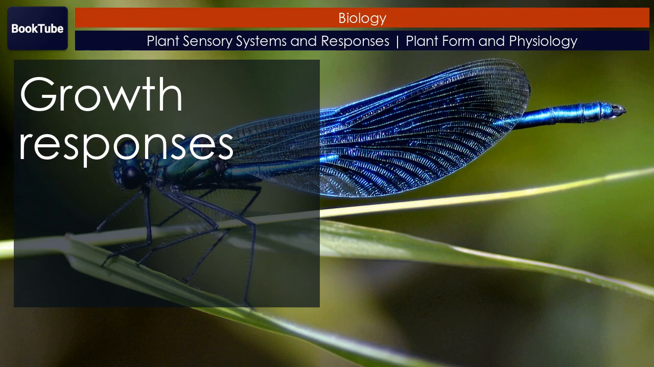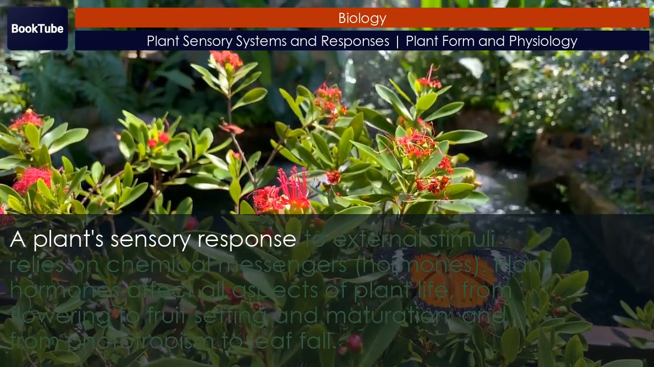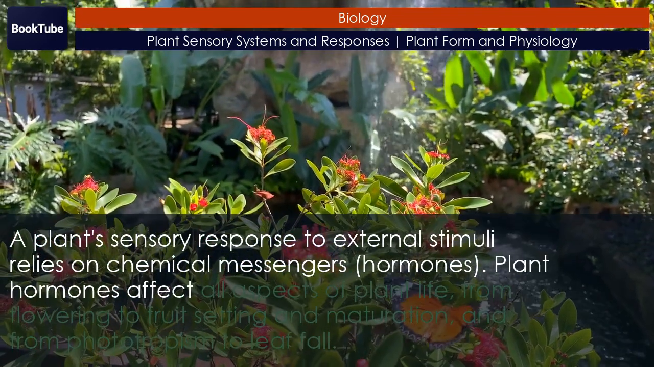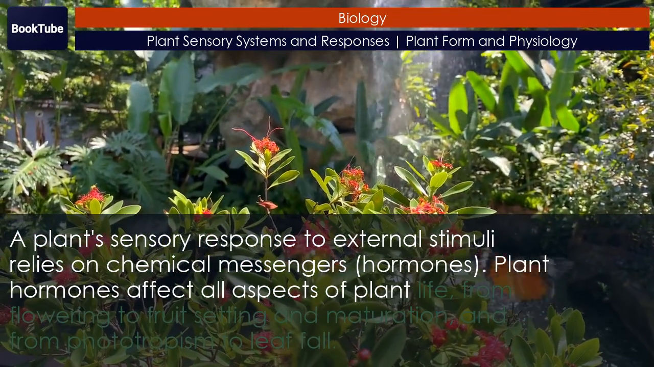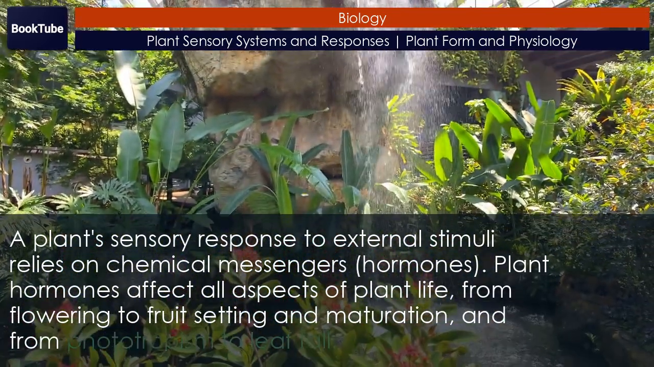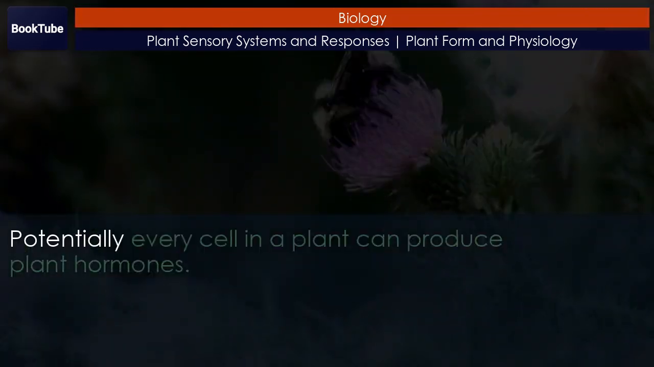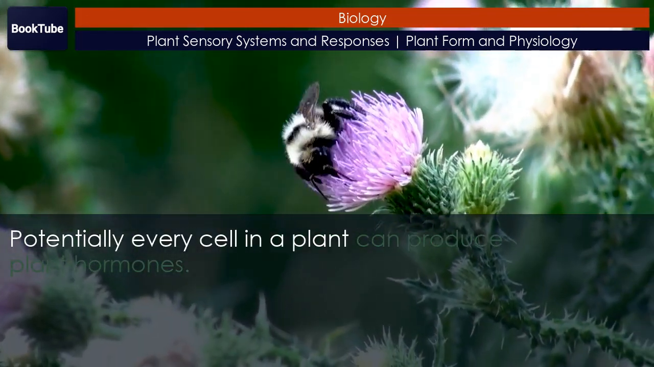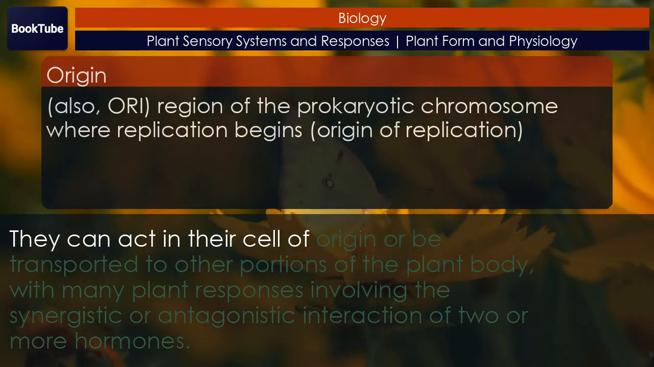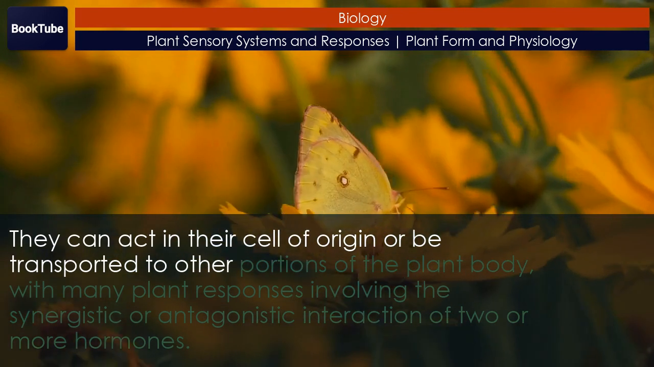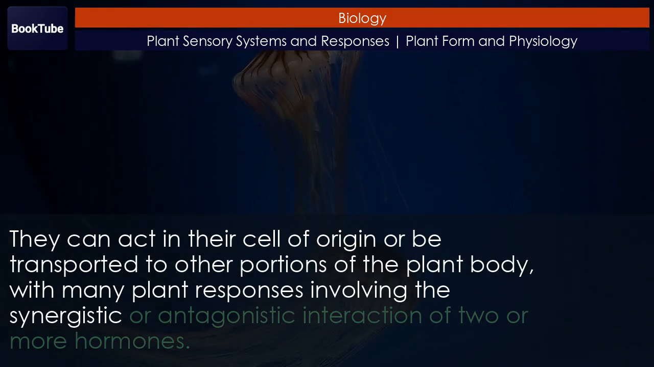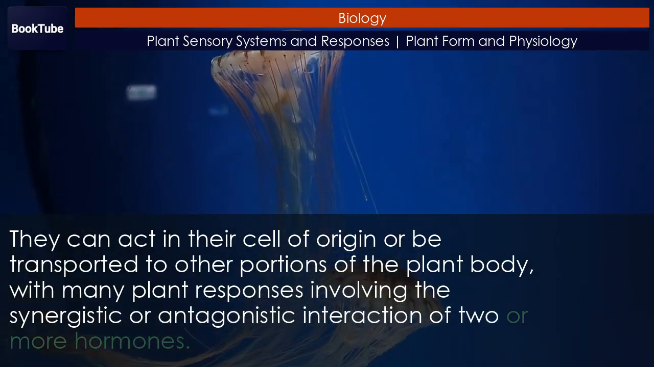Growth responses. A plant's sensory response to external stimuli relies on chemical messengers: hormones. Plant hormones affect all aspects of plant life, from flowering to fruit setting and maturation, and from phototropism to leaf fall. Potentially every cell in a plant can produce plant hormones. They can act in their cell of origin or be transported to other portions of the plant body, with many plant responses involving the synergistic or antagonistic interaction of two or more hormones.